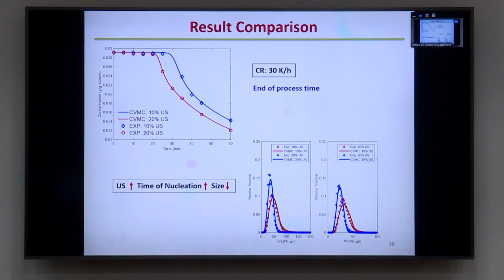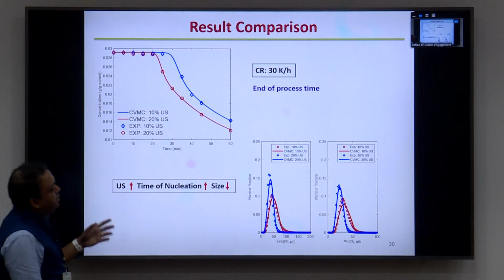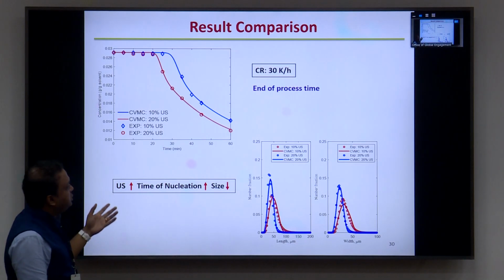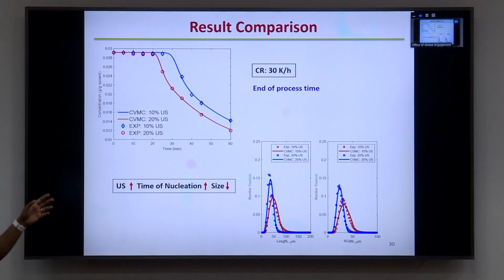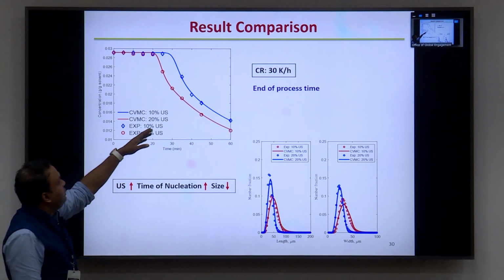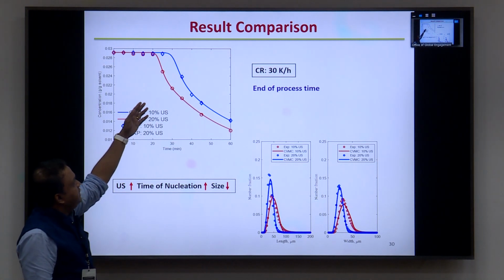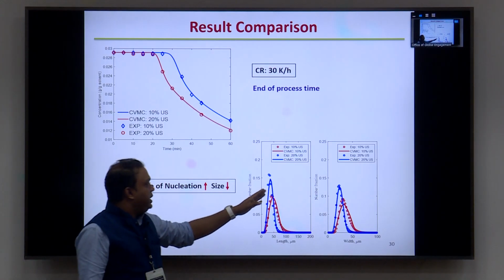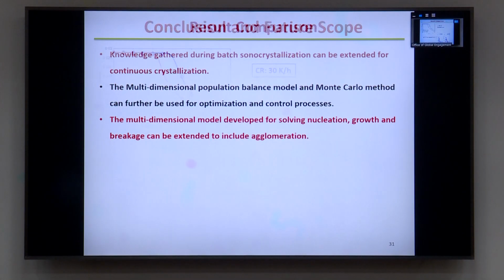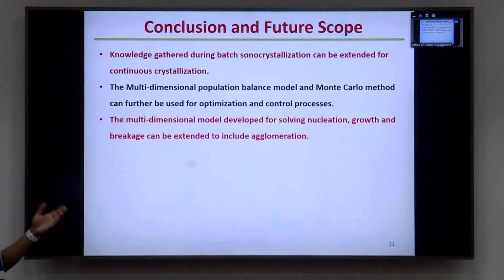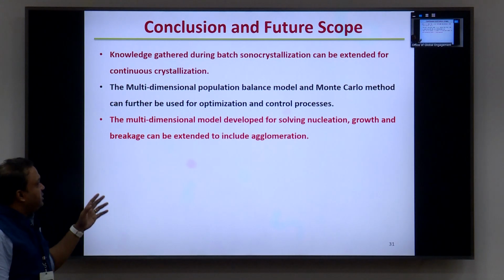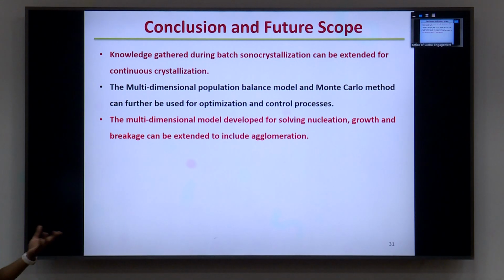Here we have how the ultrasound amplitude impacts the concentration profile and CST profile. Here you can see with the increase in ultrasound amplitude, the nucleation takes place faster, and the particle size is decreased. So coming to the conclusion, this model based on batch sonocrystallization can be extended to continuous crystallization, and can be used for optimization and control, as well as extended to include agglomeration also.